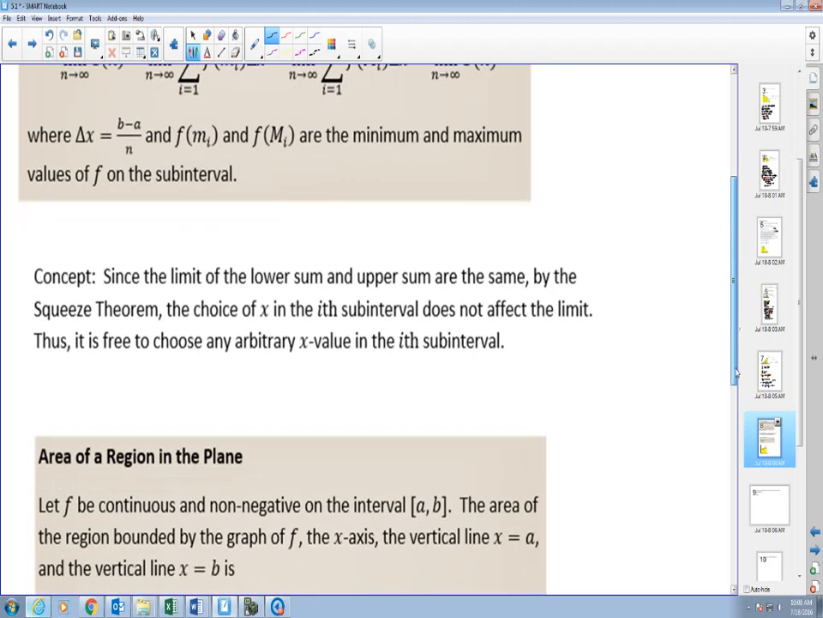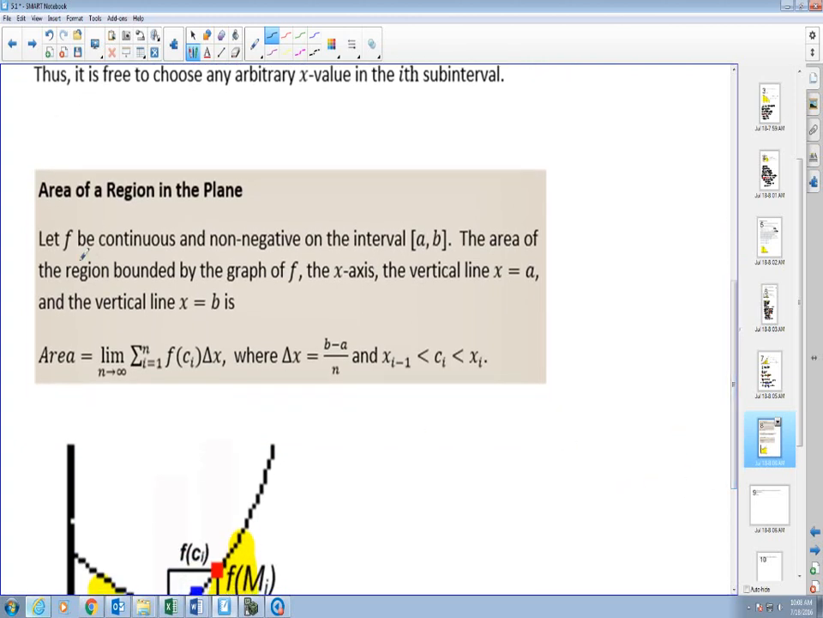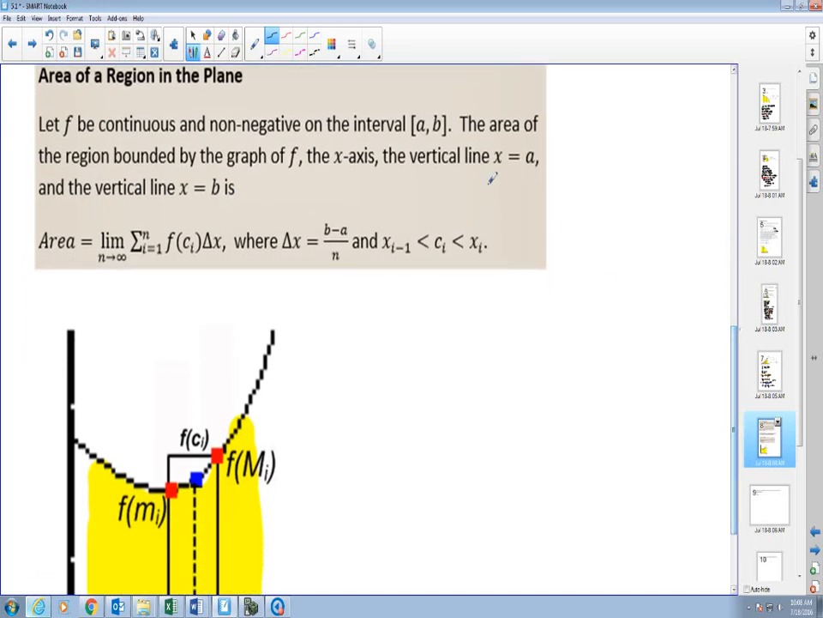Okay. So another way to write out the area of a region in the plane, where the function is continuous and non-negative on the closed interval a to b: the area of the region bound by the graph, the x-axis, and the vertical lines at a and b, is the limit of the sum from i equals 1 to n of f of c sub i. Okay, so c sub i is the arbitrary x value we can choose, times the width of the interval. The limit as n goes to infinity will eventually equal my area.